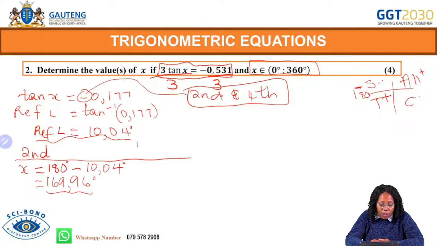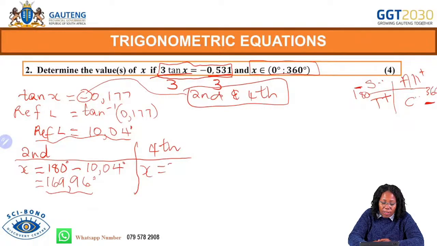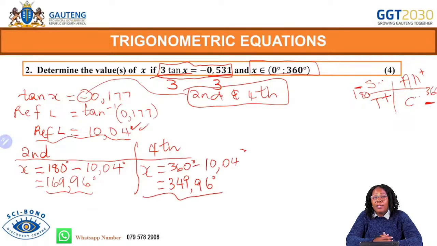And then now we need to solve also in the fourth quadrant because tangent is also negative in that quadrant. So in quadrant 4, which reduction is in there? That is 360 minus. So we are using that 360 minus reduction. It will be 360 minus our reference angle 10,04, that is 349,96. That is in degrees. So this is our second angle.